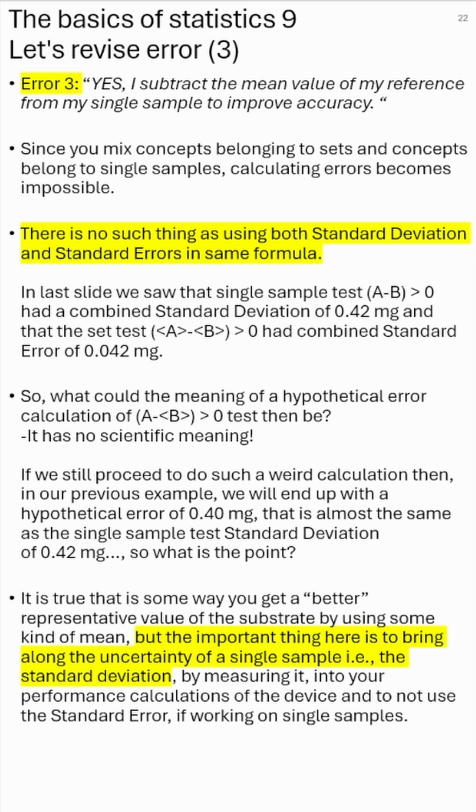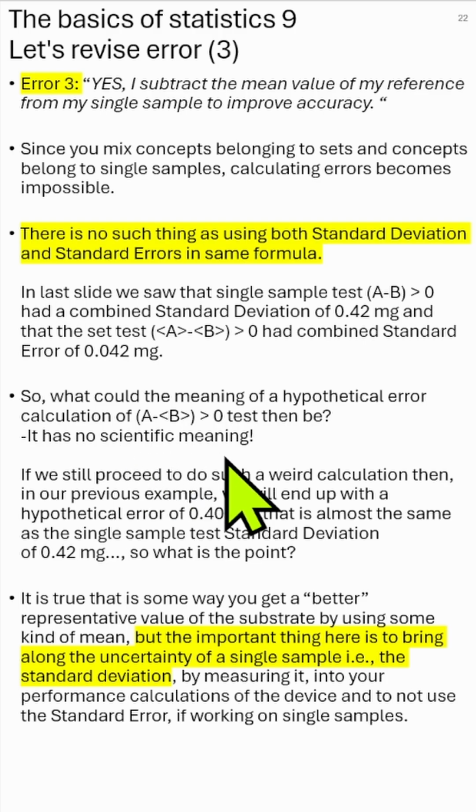If we calculate the combined standard deviation of a single sample comparison, it becomes 0.42. If we had a full mean value comparison, mean value after coating, mean value before coating, then we use the standard error with this 0.042 milligram instead. So what would some kind of hypothetical combined error be, if we're doing the single sample minus the mean value? What would that error represent? It doesn't have any scientific meaning.